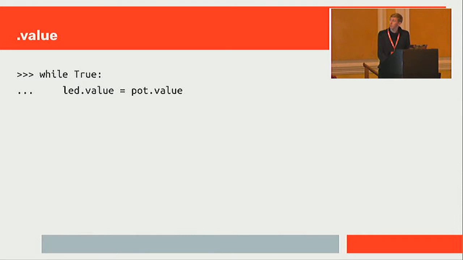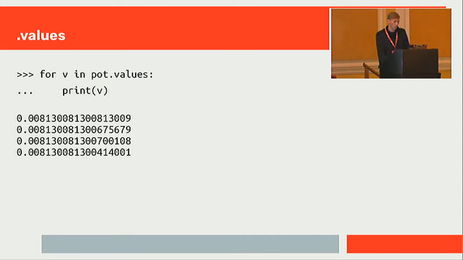So what you end up doing is writing a while loop where you're constantly setting the value of the LED to match the potentiometer, so that when you dial the potentiometer up and down, your LED brightness goes up and down. But again, we're stuck in a while loop, and you can't do something else without backgrounding that. So, as well as value, we added something called dot values. Dot values is simply a generator constantly yielding the current value, and this allows you to iterate over it infinitely.